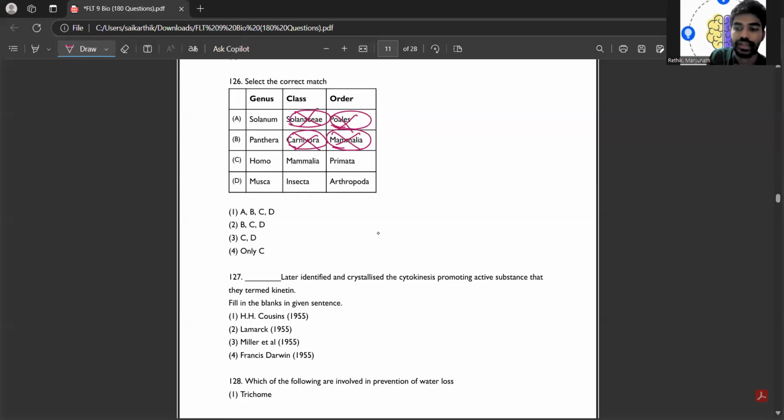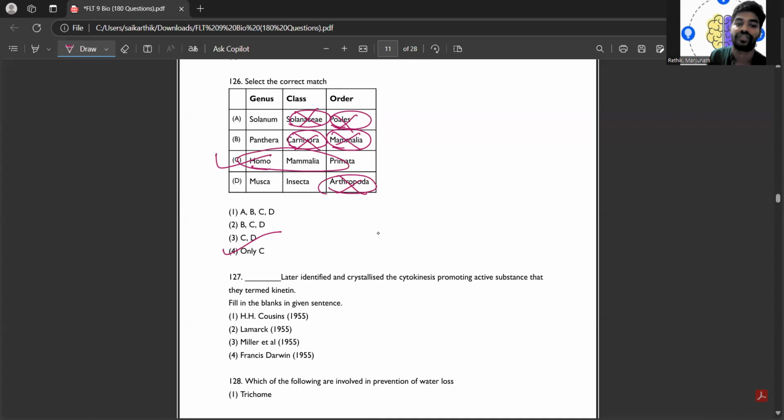Then Homo sapiens. I'm just saying the answers also. Homo, mammals, primates. This is correct. Then D, Musca, insects, and instead of Arthropoda, they are Diptera. So this is also wrong. So C is the correct one, only C.